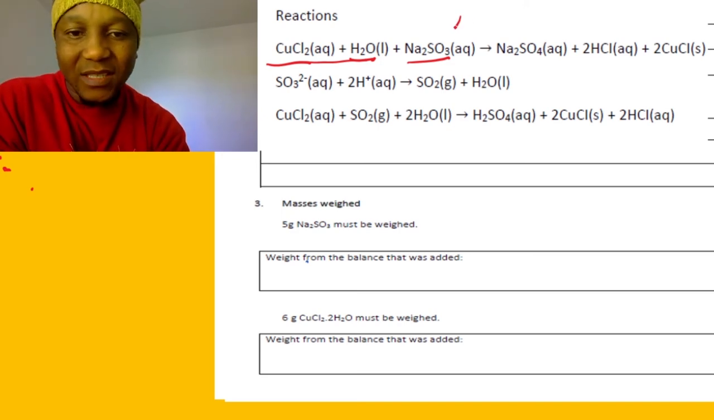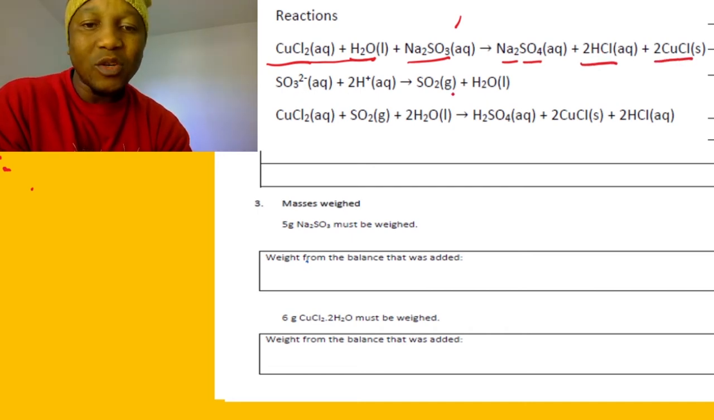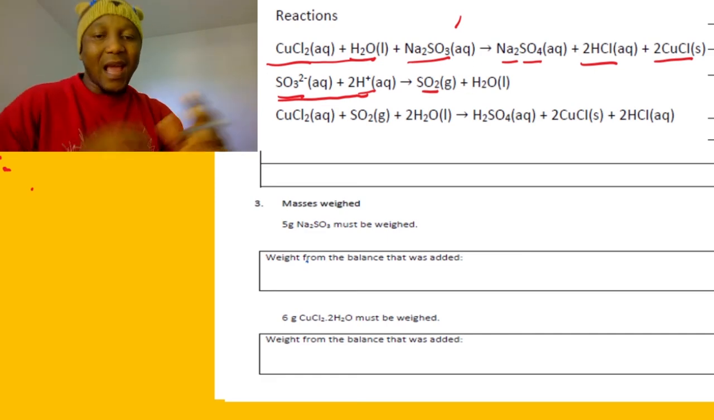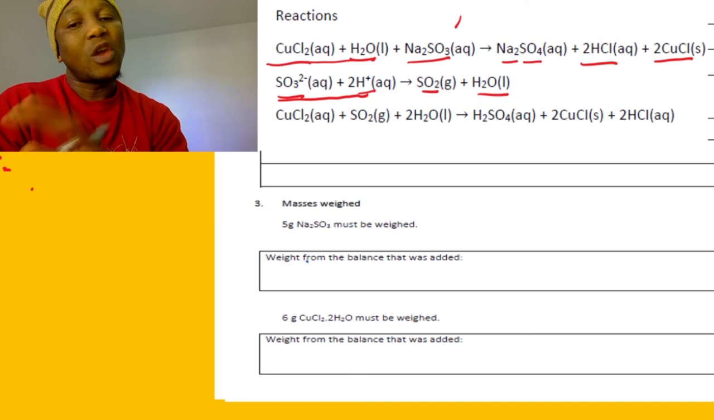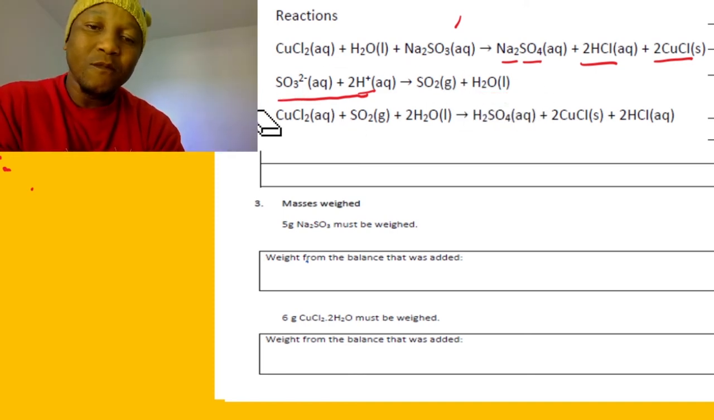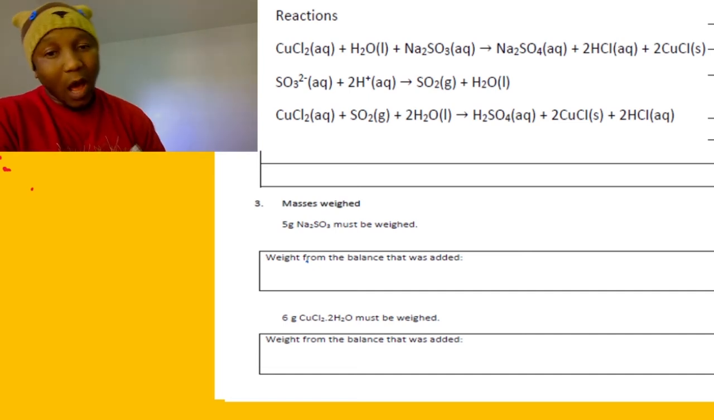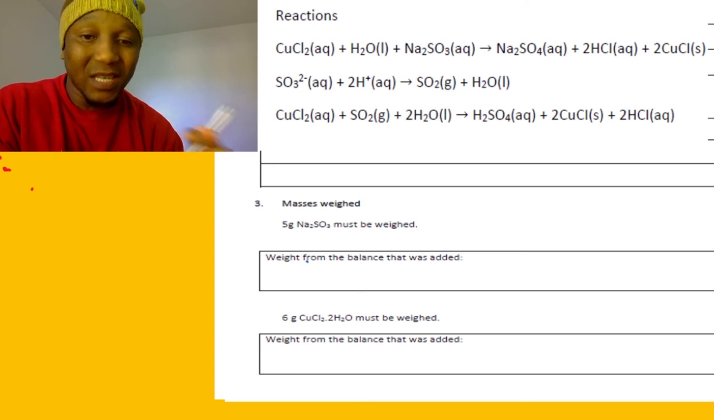This is sulfite, because it has a 3. Now we have sodium sulfite reacting with hydrochloric acid and copper chloride, and then if you look carefully, hydrogen and sulfite together form sulfur dioxide and water. Okay, you can memorize these 3 equations quickly. I'm not here for balancing the chemical equation. I want to find the percentage yield. If you want to balance the chemical equation, I've got a separate video.